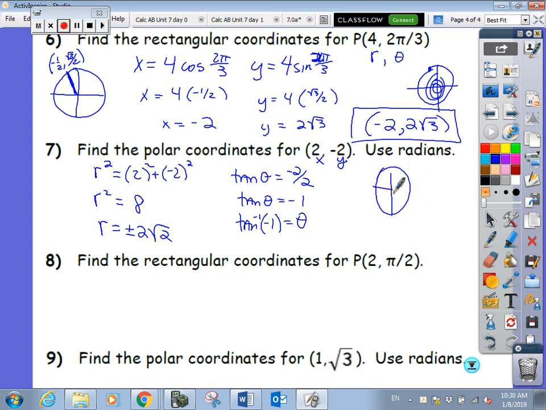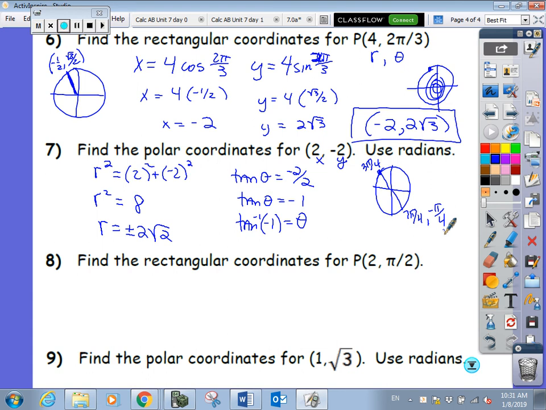So let's think about our unit circle. What angle are we looking for? Where is the y and the x the same with opposite signs? Right here, right? 3 pi over 4. Or 7 pi over 4. Or negative pi over 4. Do all those make that true? Tangent of negative pi over 4 is negative 1. Tangent of 7 pi over 4 is negative 1. Tangent of 3 pi over 4 is negative 1. All of those are true. So we just got to figure out which one we want to use.